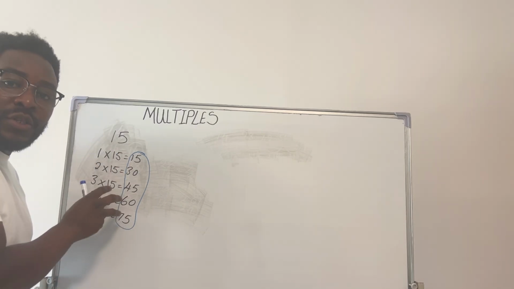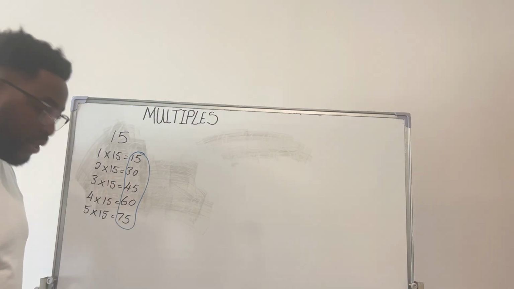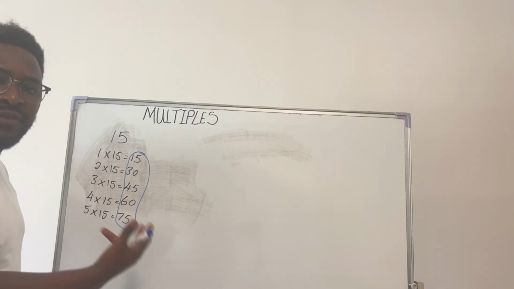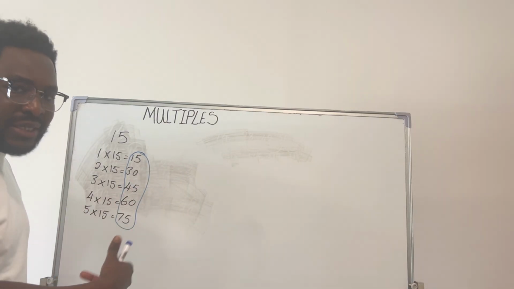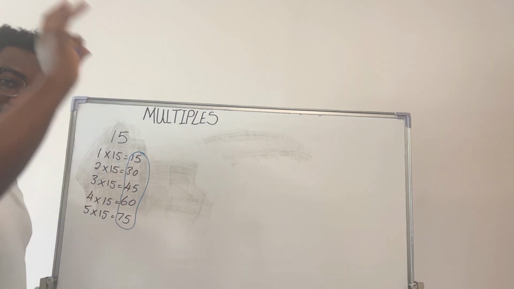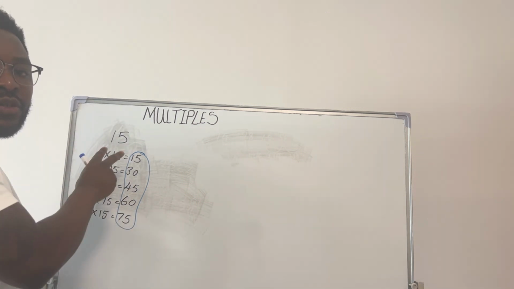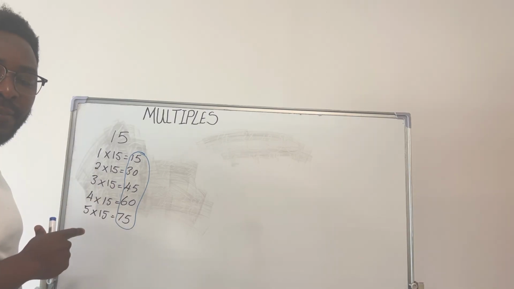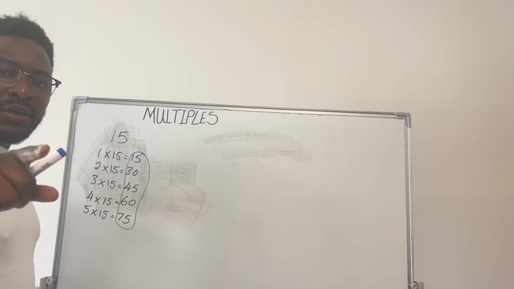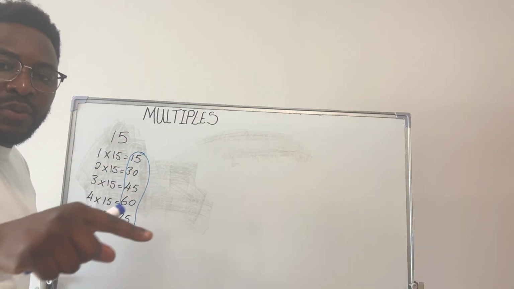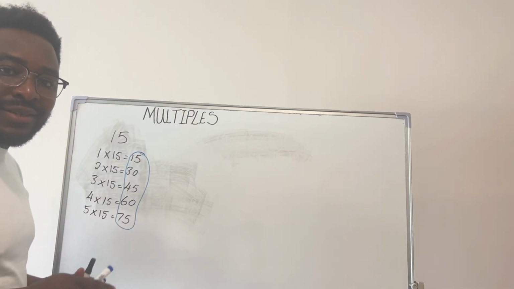But these are not the only multiples of 15. They keep going on. 6 by 15, 7 by 15, 8 by 15, 9 by 15, 10 by 15. All those are multiples of 15, but in our case, we're just looking at the first 5 multiples of 15. And now remember, we did say that multiples of a certain number should be divisible by that same number, right?